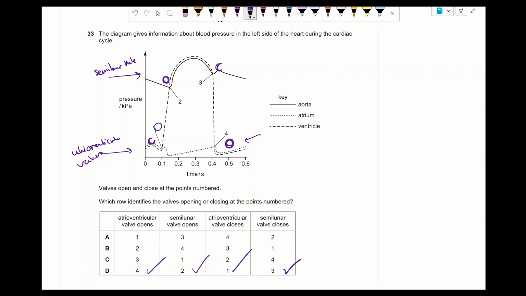So, let's even understand this deeper. Now, regarding the semilunar valve, the reason why it opens is when it reaches the peak here, the pressure slightly increases. Now, once the pressure increases, it gives enough power or force in order to open the semilunar valves. And then once the pressure drops again, the semilunar valves closes, and vice versa regarding the atrioventricular valves. Therefore, the answer is going to be D.